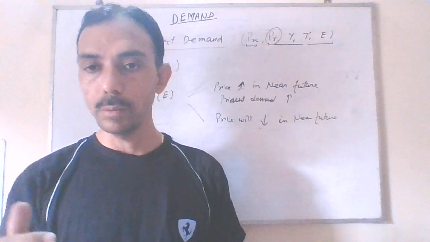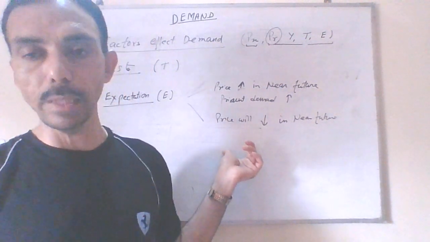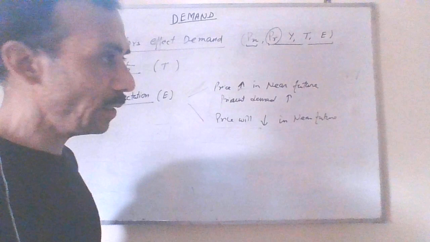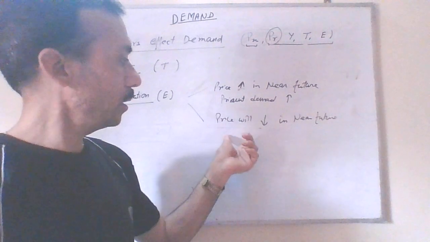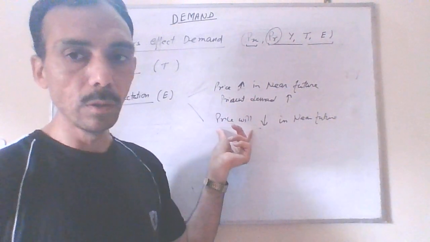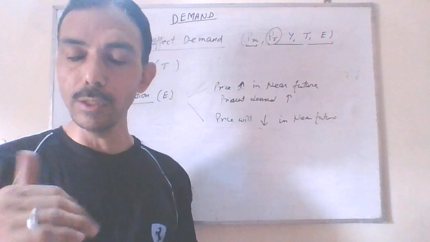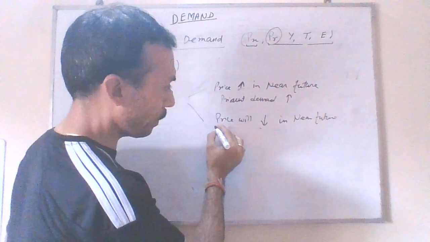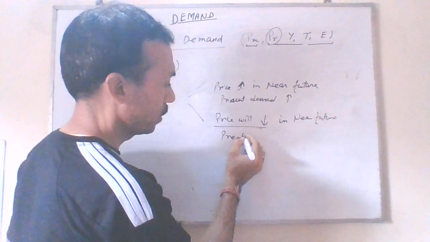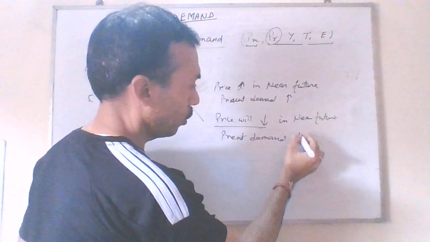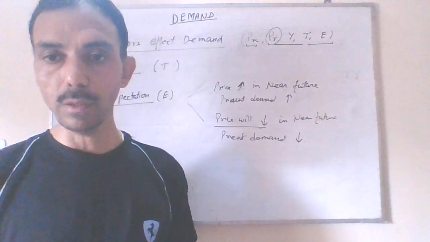He postpones the demand to the near future, because we assume that consumers behave rationally. To maximize their satisfaction, the consumer will cut down the present demand, because the price is expected to fall in the near future, when demand will increase, and reduce in the present. So if the consumer expects the price will fall in the near future, the present demand also falls. So these are the 5 factors which affect the consumer's demand.